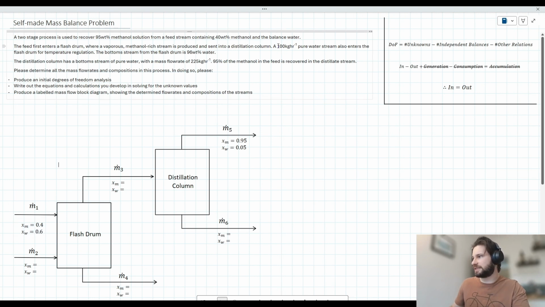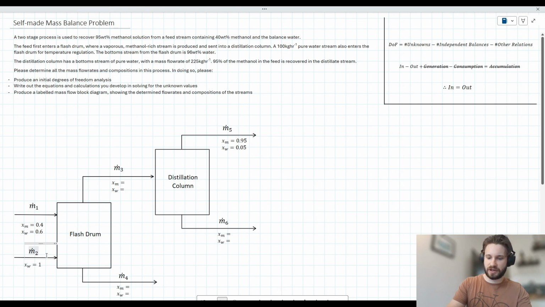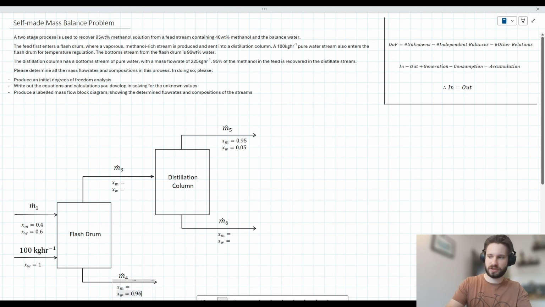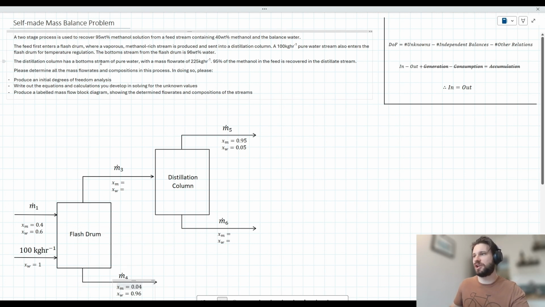The problem then says 100 kilos an hour pure water stream enters the flash drum for temperature regulation. So we can delete this and we can say we've got a pure water stream that is 100 kilos an hour. The problem then says the bottom stream for the flash drum is 96 weight percent water. So let's just add that to our mass compositions here. The problem then says the distillation column has a bottom stream of pure water. So let's add that to our diagram. And it has a flow rate of 225 kilos an hour.